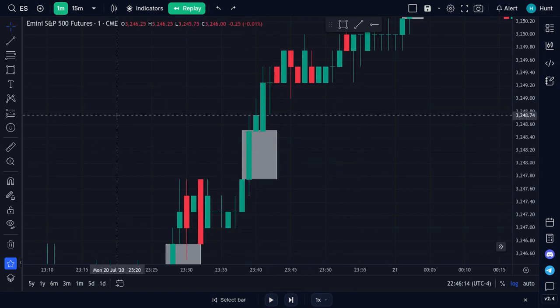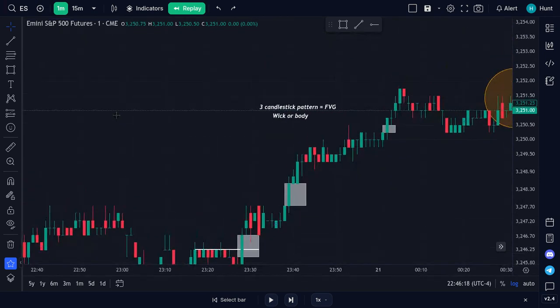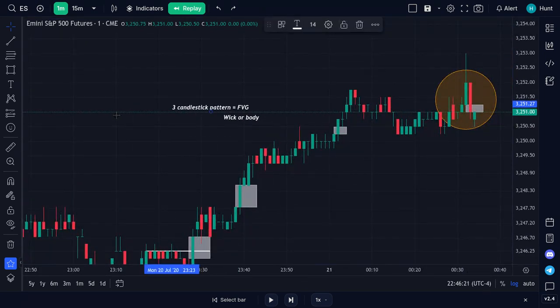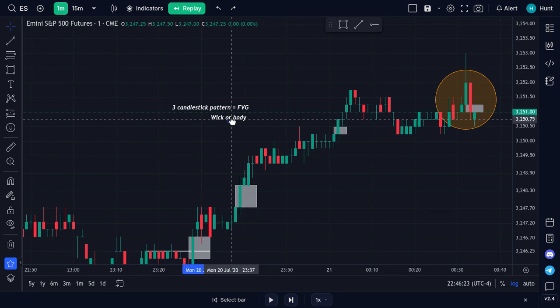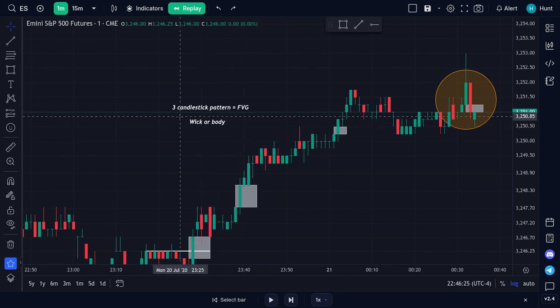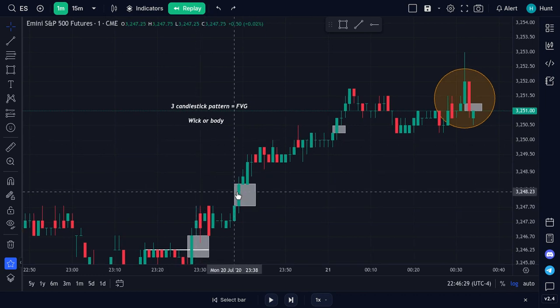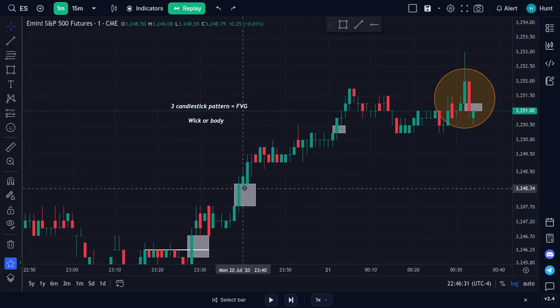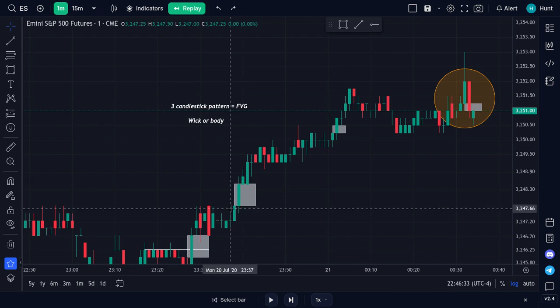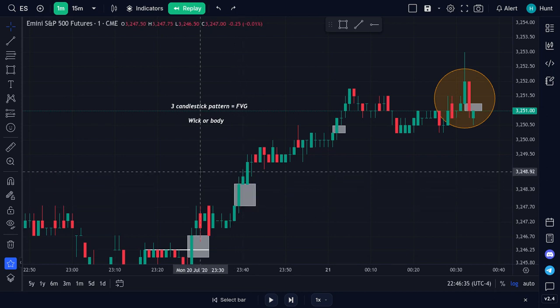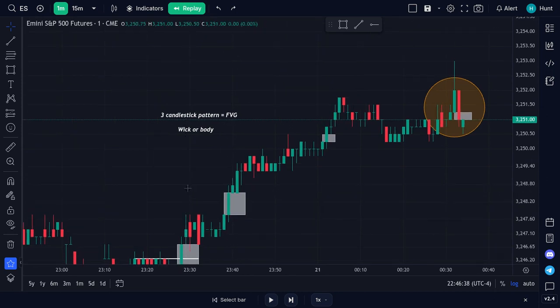So remember, the most important thing to understand is that it is a 3 candlestick pattern. The 3 candlestick patterns are what forms the fair value gap, and you can use the wick or the body. And the fair value gap forms between the first candlestick and the third candlestick. That is where you will find the fair value gap or imbalance. They are the same thing.